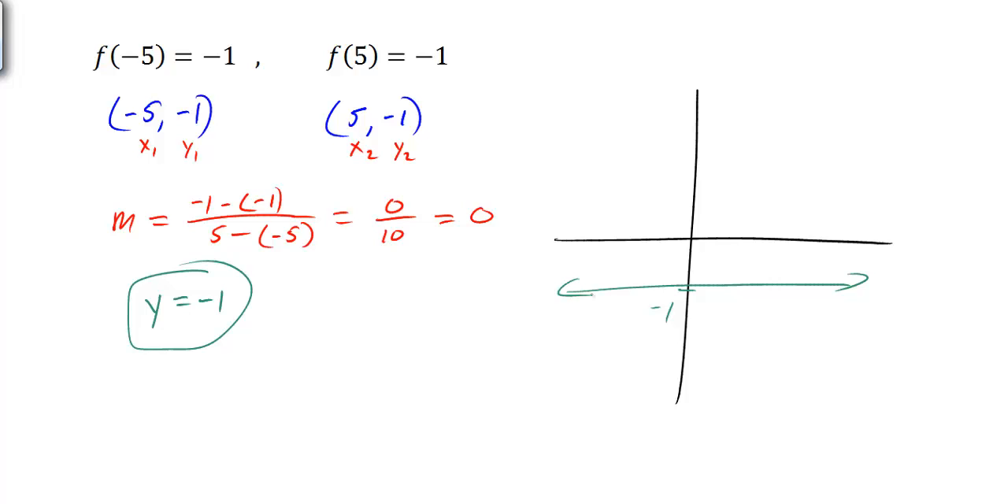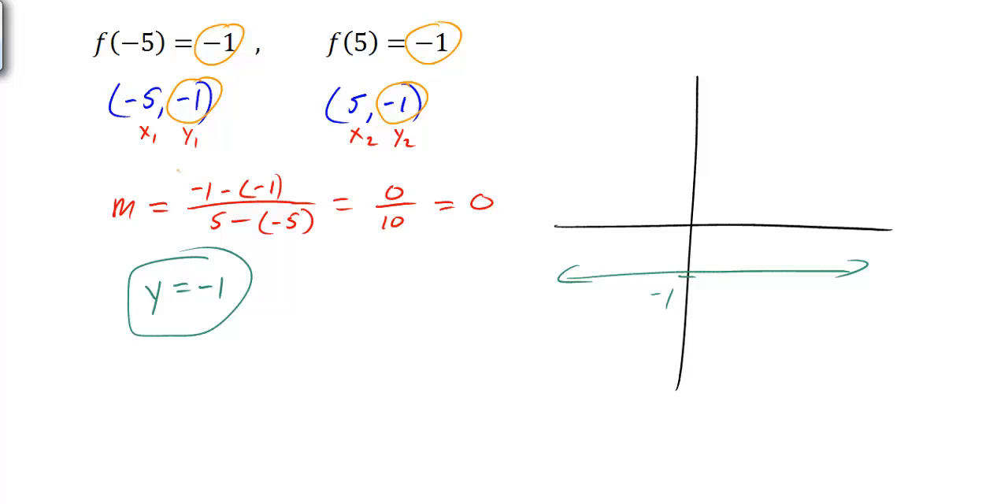Now, right from the beginning, we could have determined that we had a horizontal line, because if we would have looked at our points, both of these points have the same y value of negative 1. Or we could look up here. Both of these have the same y value of negative 1. So that means if we're looking at a straight line, then it must be horizontal. So if you notice that, then you really would not have had to go through finding the slope. We would have already known it was a horizontal line, and it would simply be y equals negative 1.